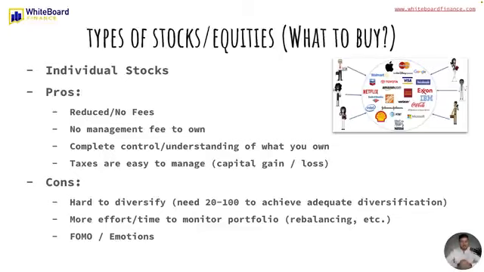Some of the cons with individual stocks is that they're hard to diversify with. So like we talked about with concentration risk, let's say I own 99.9% of my net worth is in Tesla. Well, I need to be more diversified if I want to sleep well at night. Who knows what's going to happen to the future of a certain company, right? So you need at least 20 to 100 different types of individual stocks in order to achieve adequate diversification, in my opinion. This takes more effort or time to monitor this portfolio when it comes to rebalancing, making sure you don't own too much of one position, for example.